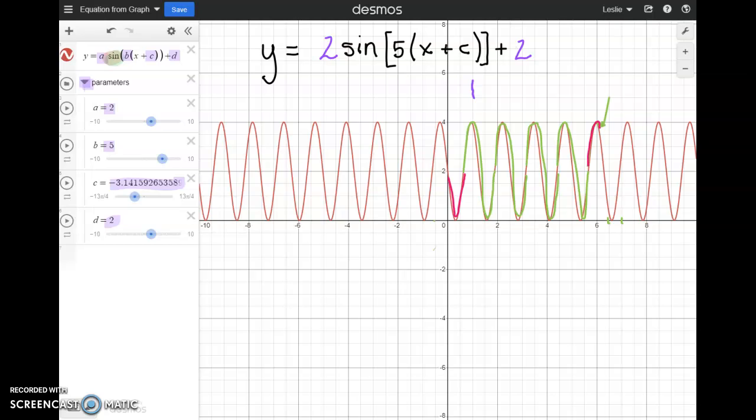and now I have to figure out how far over the graph has been shifted. Well, if we look at what we know the c value to be, we know it to be pi. That's my c value there. And pi is at about 3.14.